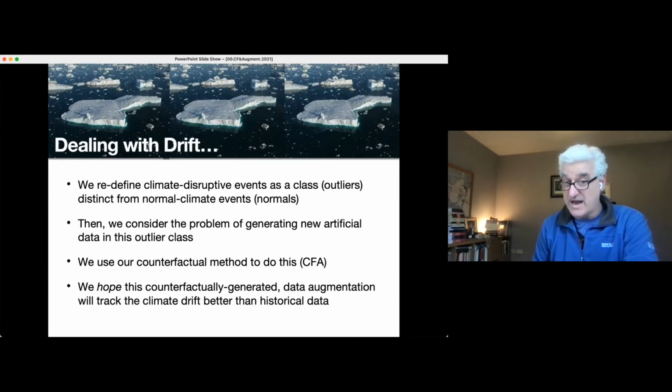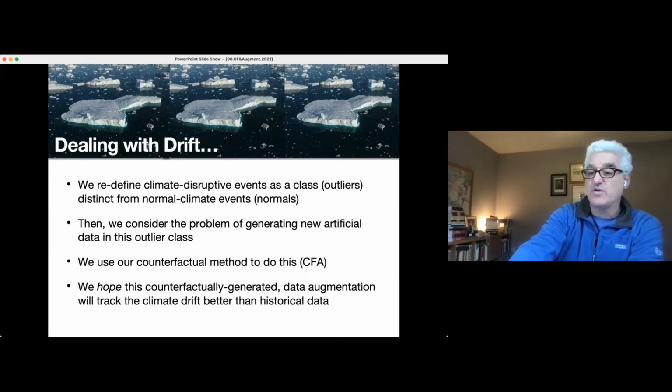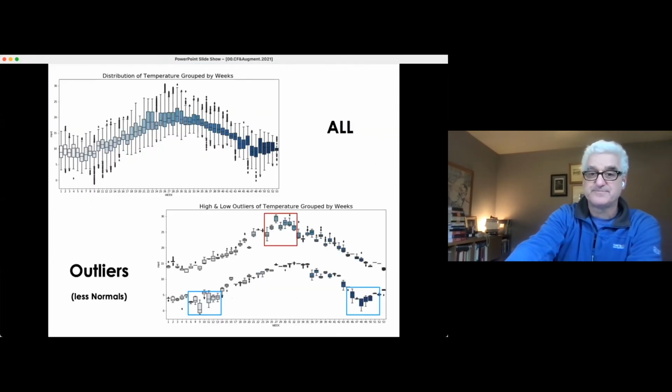And then once we have that, we can apply our counterfactual method to generate new data points on the outlier side of that boundary, because that's the side of the boundary which is underrepresented. That's where the class imbalance is occurring. These unusual events are low in number, and so that class is not populated very well. And our hope was that by applying the counterfactual method to it, we could populate that class a lot more, and with these new data points, hopefully predict things a bit better.